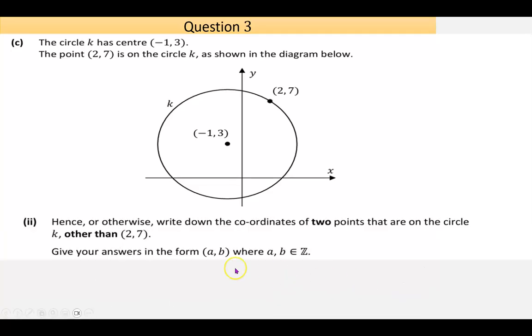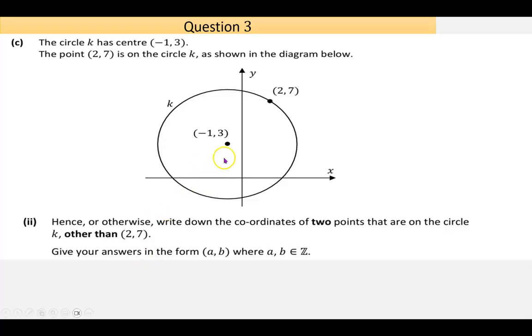Now, part C, part 2 says, hence or otherwise, write down the coordinates of 2 points that are on the circle K other than 2, 7. Okay, now we can, in a way, not be tricky about this, but there's a few answers here that could work. And it says, give your answers in the form of A, B, so as a coordinate, where A, B are elements of Z, they're positive or negative whole numbers. And that's what a Z stands for. It means are they integers. So if you put in a decimal answer, it might be impossible to find that with accuracy, but that's that.